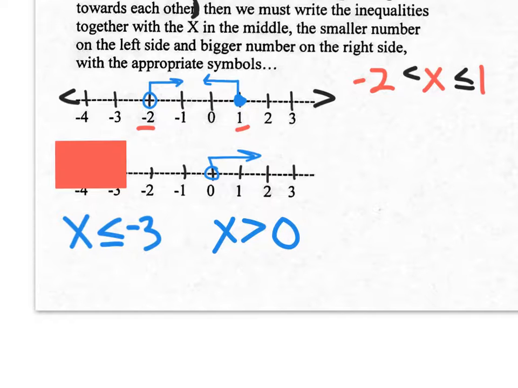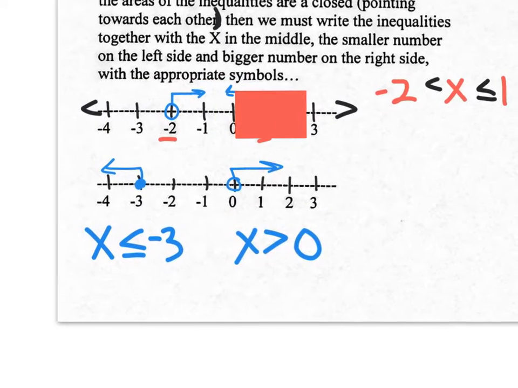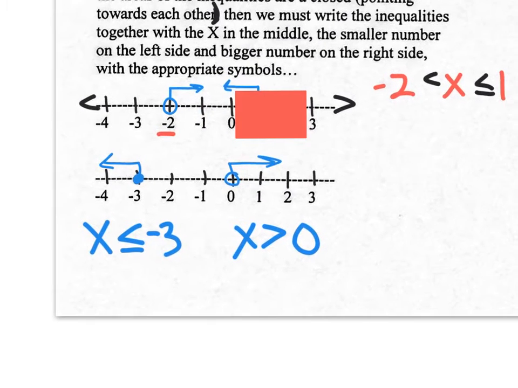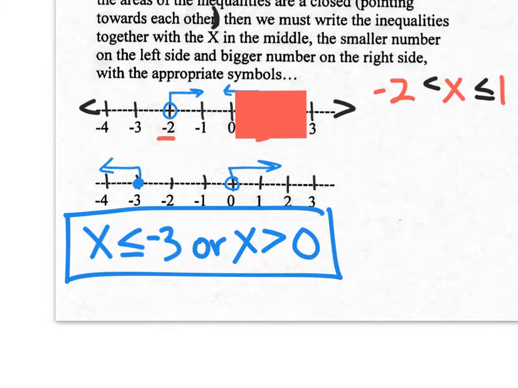That's right. Now, because both of these graphs are on the same number line, we need to write it as a compound inequality. But the thing is, the areas are apart, so I need to keep these guys apart. All I have to do is put the word or right between them, and that's my answer right there.